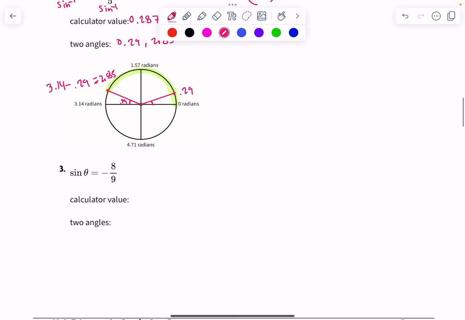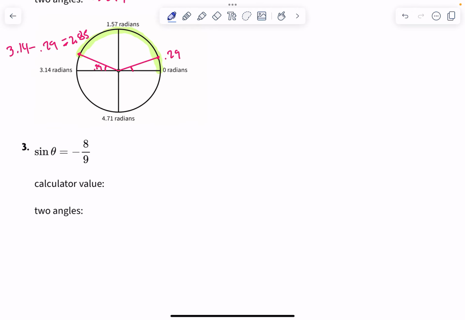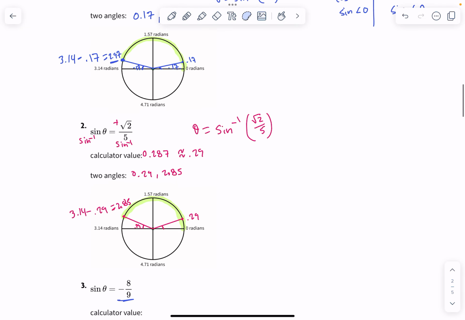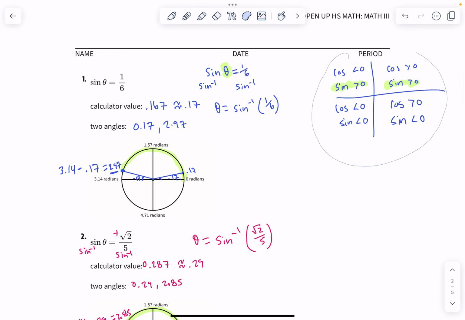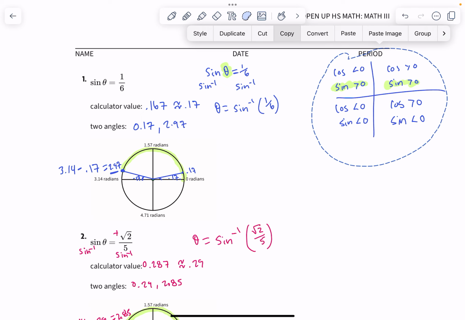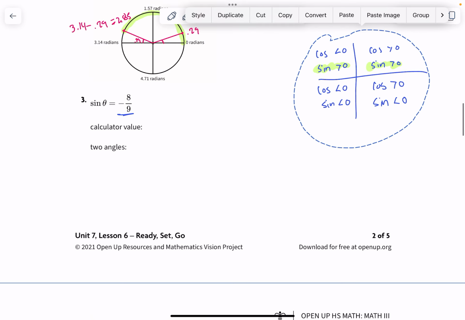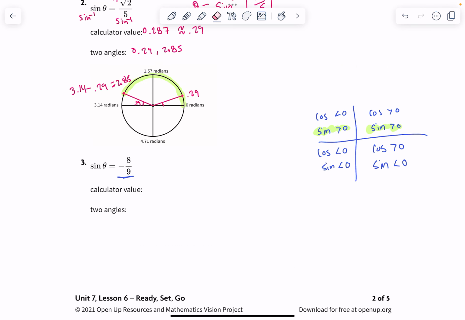Let's talk about number three. Okay, now we have negatives. So this should be a big key that we're going to be under what quadrants. So let's copy this and then paste this here. So now we have a negative sign, right? We're talking about a negative territory. So now we are down here, okay?